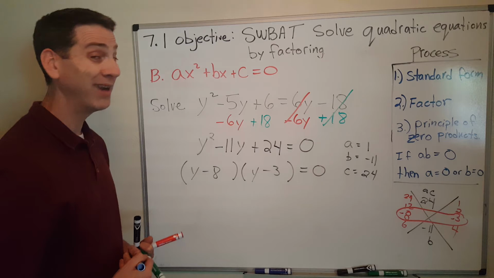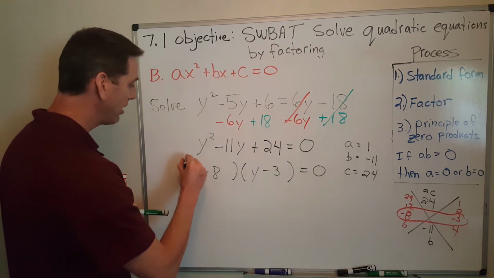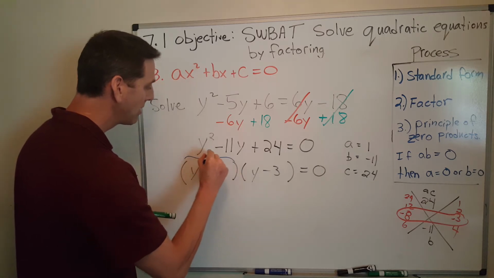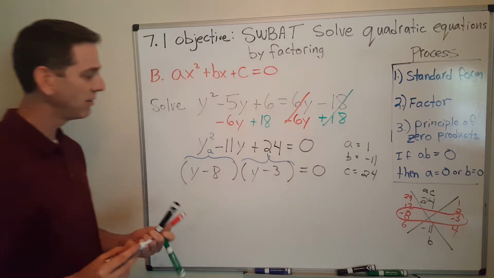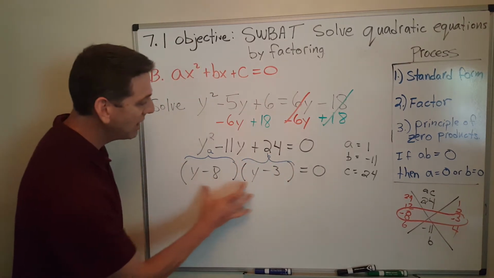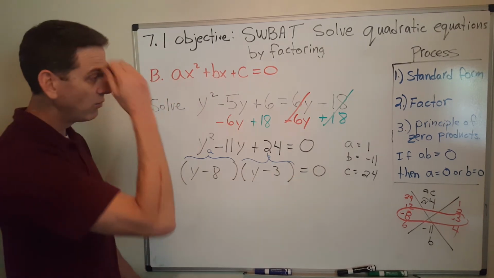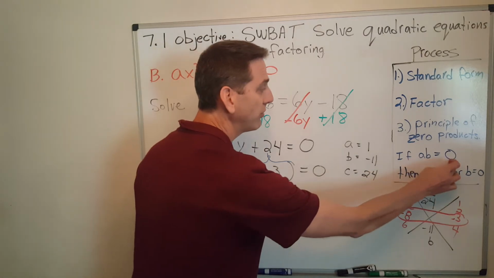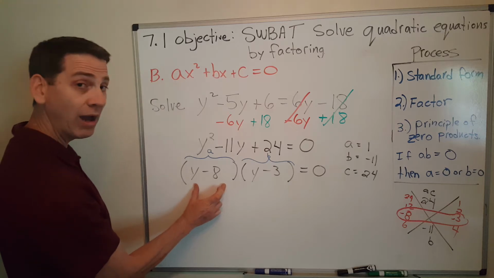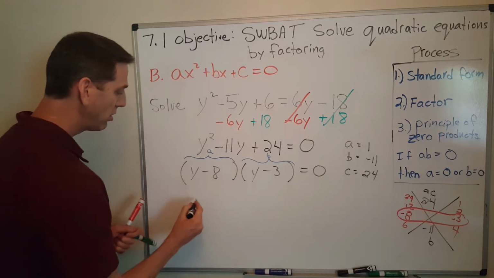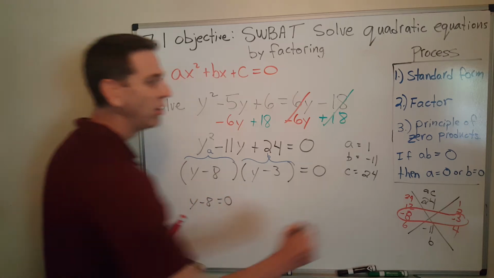It might not look like it, but actually I do. If you remember, this is kind of like my A, and this whole term, y minus 3, is like my B. So I have A times B equals 0. Okay, so what they're telling me to do is, if I have A times B equals 0, that means an A has to equal 0. Well, let's go ahead and set y minus 8 equal to 0.